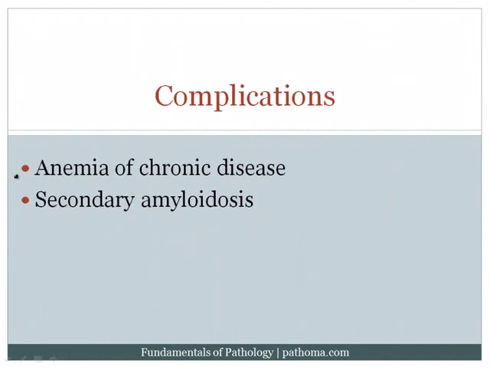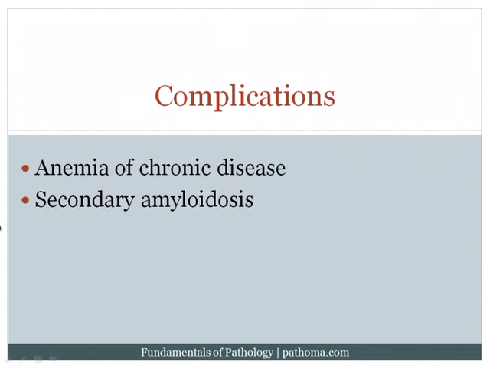Complications of rheumatoid arthritis include anemia of chronic disease. The idea here is that you've got a chronic inflammatory state, and that's going to result in production of acute phase reactants such as hepcidin. Hepcidin will then block the ability to use iron that is stored in the macrophages, and that'll result in anemia of chronic disease. We've covered this in detail in your red blood cell lectures.